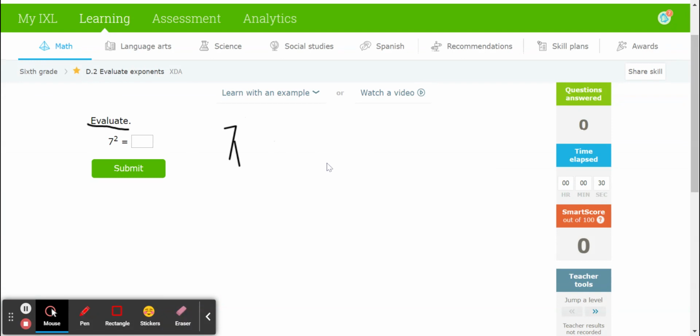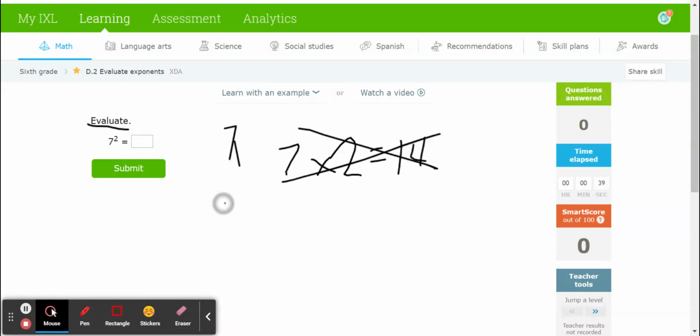All right. So 7 to the second power is not 7 times 2 because that's 14. That's not what we want. 7 to the second power is saying that, okay, your base is 7, so that's what we're multiplying, and your exponent is telling us how many times we are multiplying that number. We're multiplying 7 times itself twice. Okay, well, this is in expanded form. Now we got to find our answer. 7 times 7 is 49.